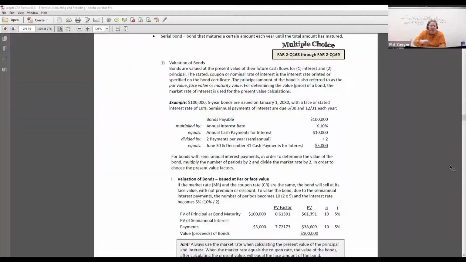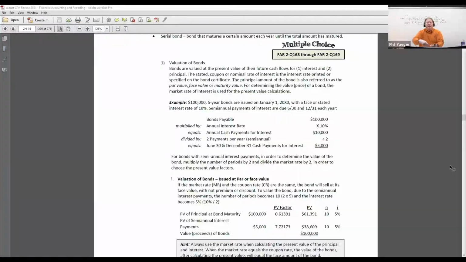For example, if I want to determine how much the face amount of the bonds is worth today, which present value table am I going to use? The present value of $1, or the present value of an ordinary annuity or annuity due? The $1. Remember, the present value of $1 gives you the present value of that future amount, the 100,000, and what it is worth today.